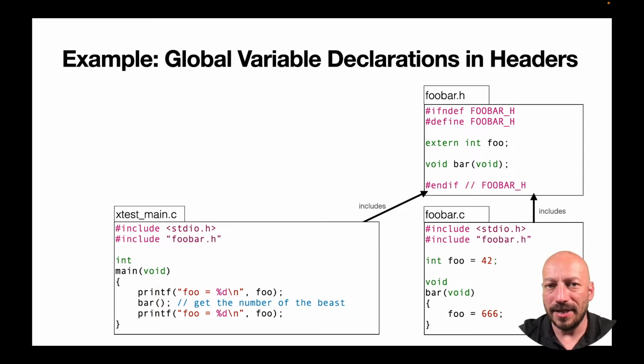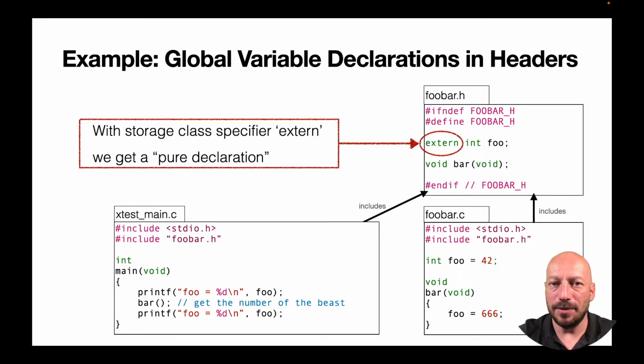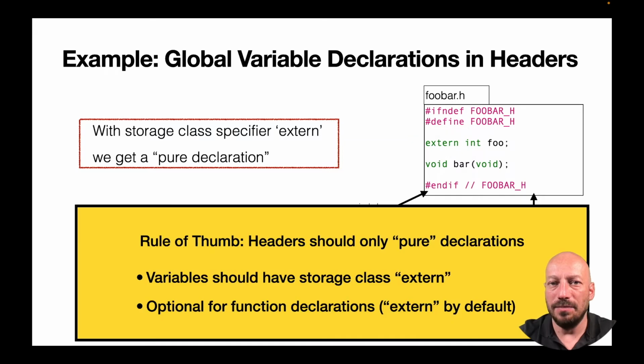And here I already fixed that with this keyword extern, which means exactly that here we have a pure declaration. Function declarations are by themselves already pure declarations, so here you actually do not have to use this extern keyword. But I'm currently thinking about changing my coding style, so far I'm not using it, to also use the extern keyword in header files to make it more consistent.